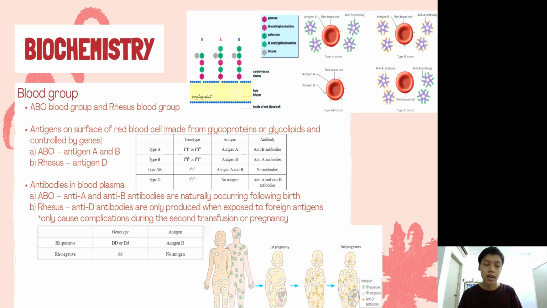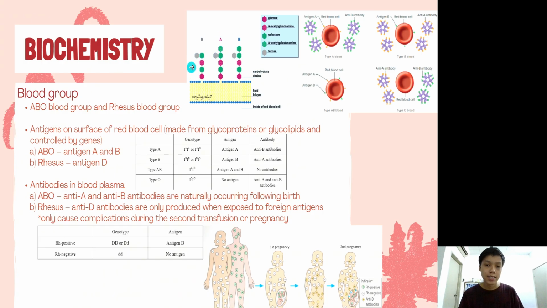So first, antigens are present on the surface of red blood cells, and they are actually made from glycoproteins or glycolipids controlled by genes. So here we can see the glycolipid chain. This is the O antigen, this is the A antigen, and this is the B antigen, made from different sugars.